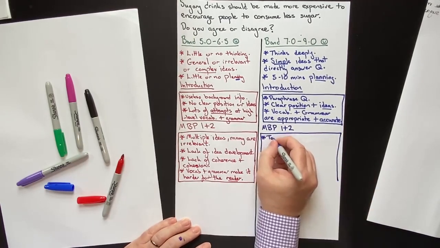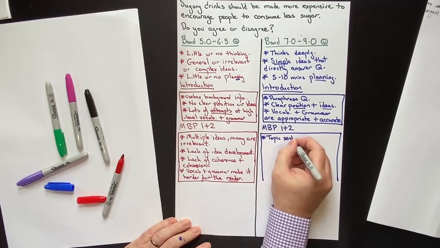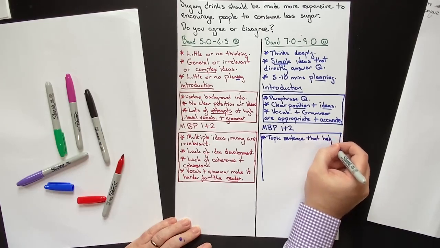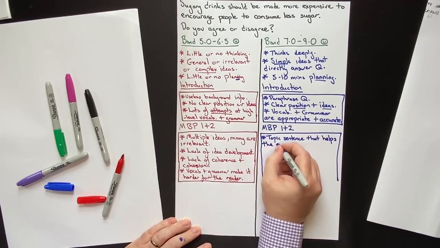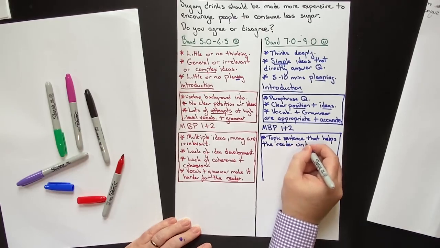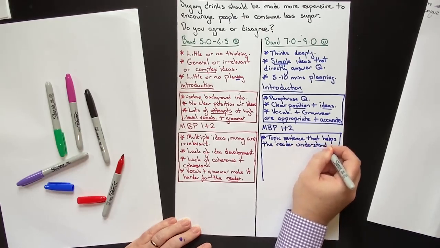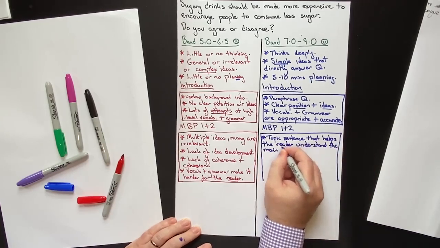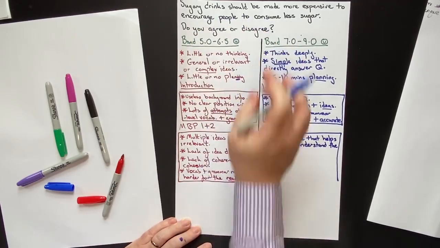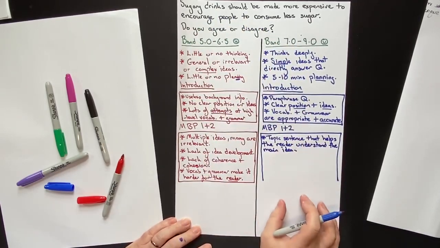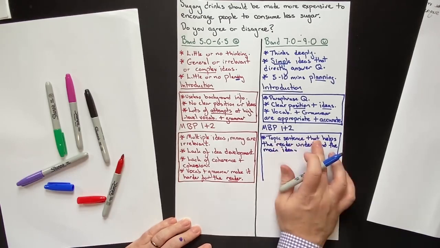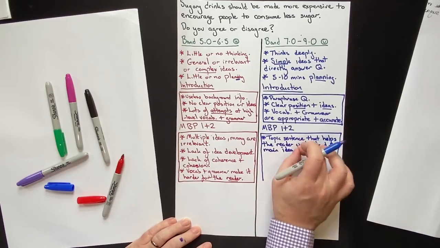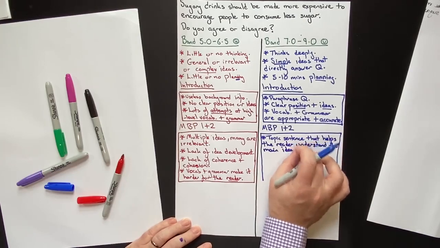So they start off with a topic sentence that helps the reader understand the main idea. Okay, so for do you agree or disagree questions, each main body paragraph will have one main idea. Your first sentence should be your topic sentence, and what it does is it just tells the reader, this is the main idea. This is what this paragraph is about.